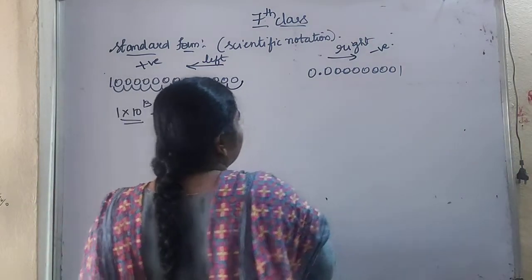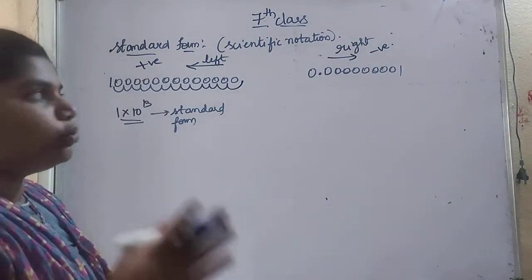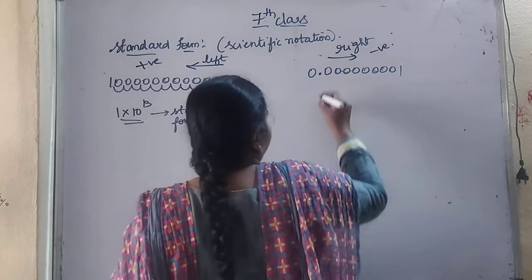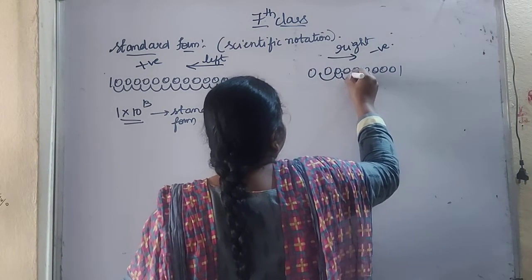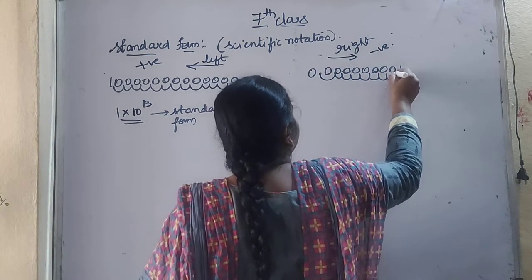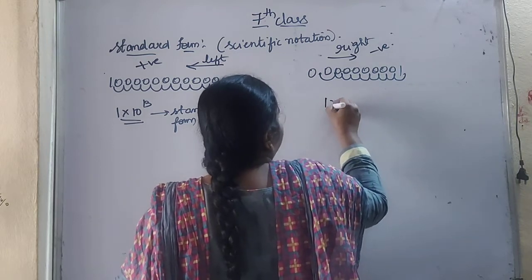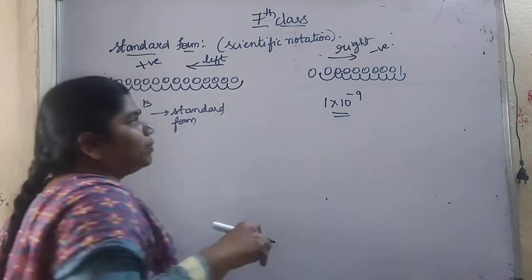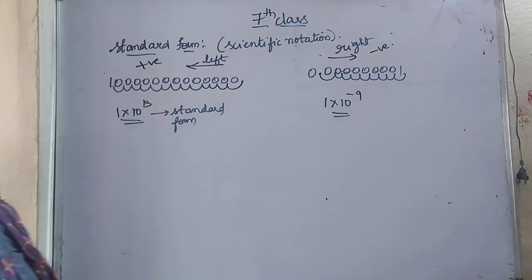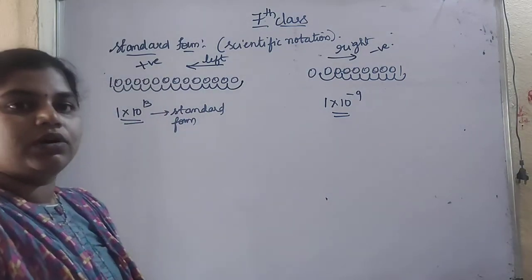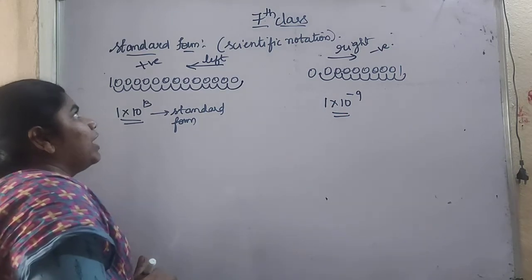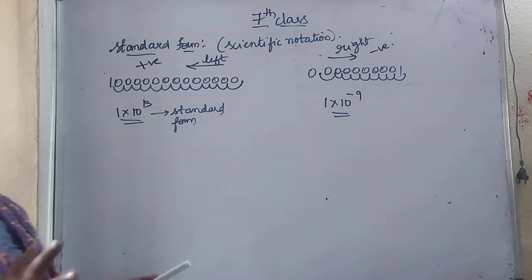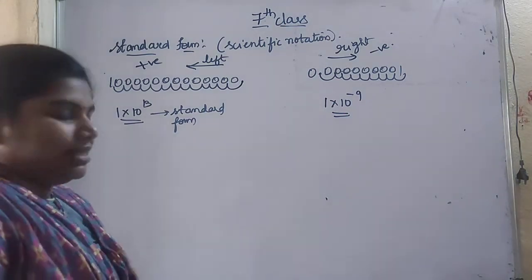So if you take the smallest number, we have to move to the right side. How many times do we have to move? 1, 2, 3, 4, 5, 6, 7, 8, 9. So it will be 1 into 10 power minus 9. Because it is the smallest number, the power will be a negative power. So this is how you convert the biggest and smallest numbers into standard form.